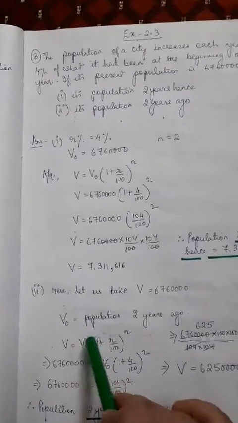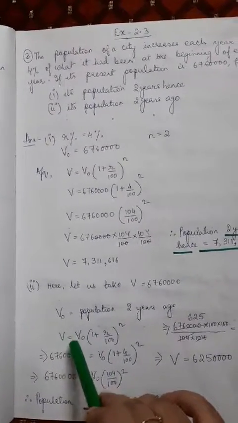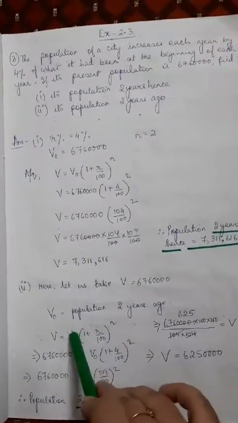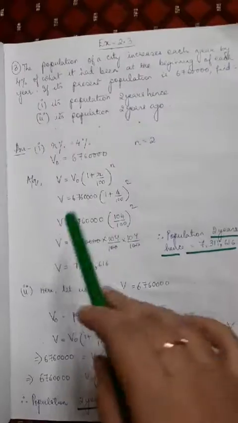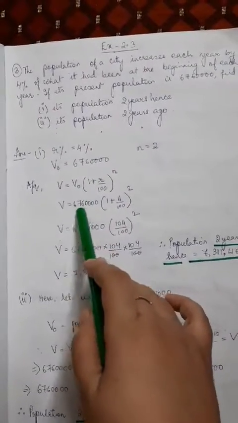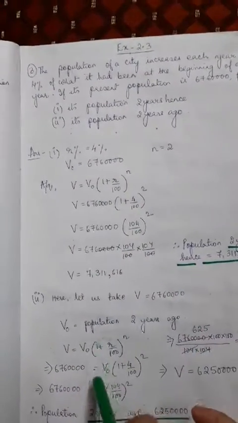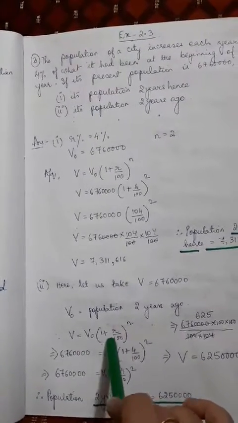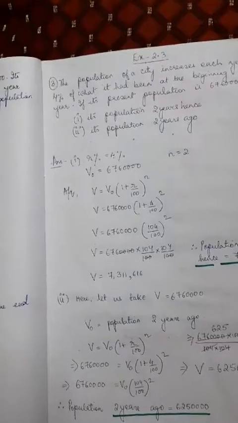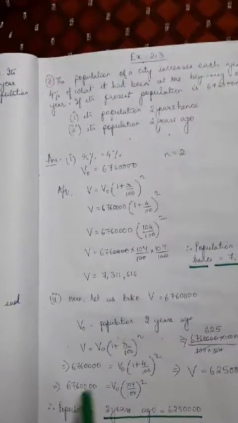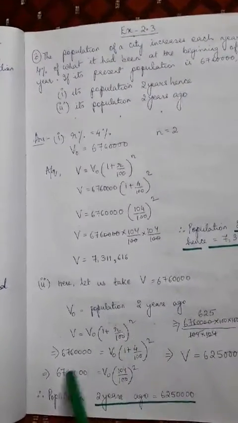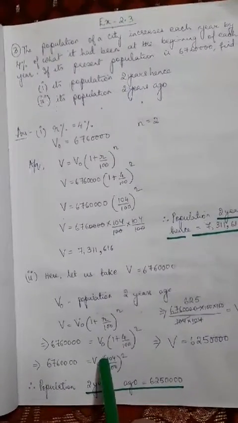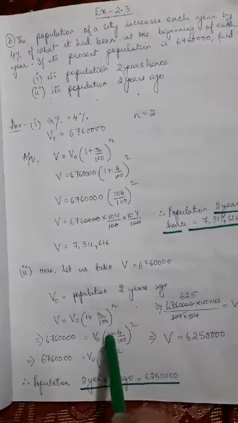So, using the same formula out here, V is equal to V0, 1 plus R by 100 to the power N, only the value changes. In the previous part, V0 was 67,60,000. Here, V will be 67,60,000 is equal to V0 since I have to find this 2 years ago, 1 plus 4 by 100. So, 67,60,000 out here is equal to V0 into 104 by 100 whole square.